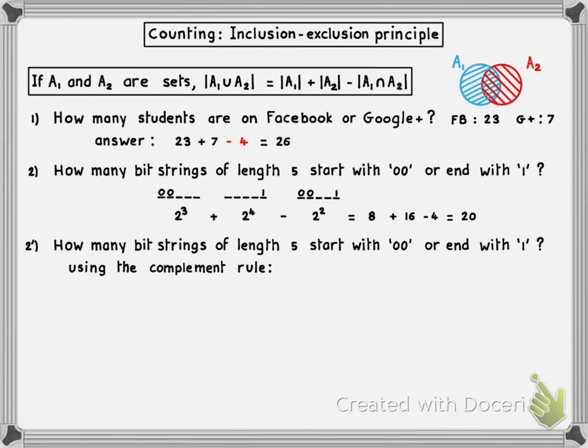So the answer that we want, which is the total number of bit strings of length 5 that start with 0, 0 or end with 1, according to the complement rule, is the total number of 5-bit strings with no constraints minus the number of strings that do not satisfy this constraint. So what are these strings, the ones that don't have this property? Well, if they don't end with 1, then they must end with 0.